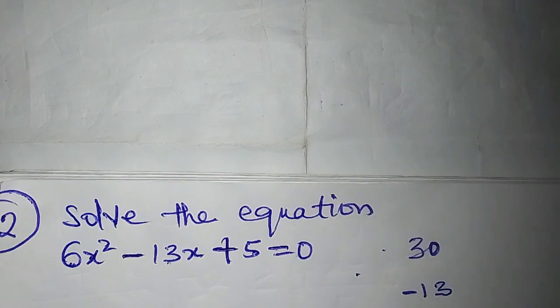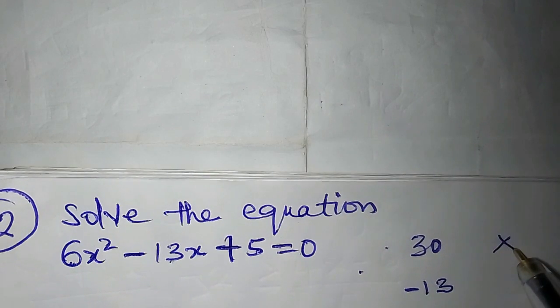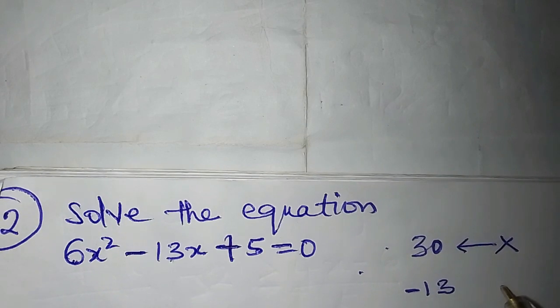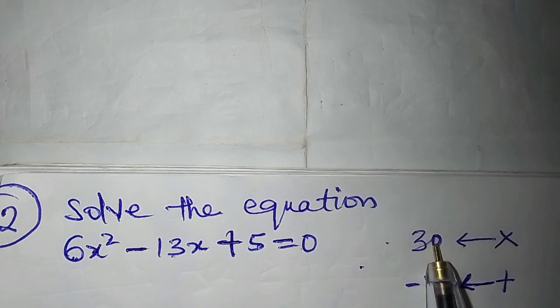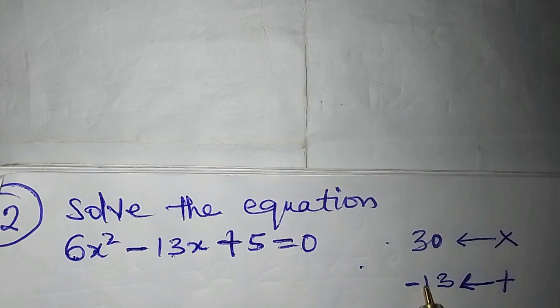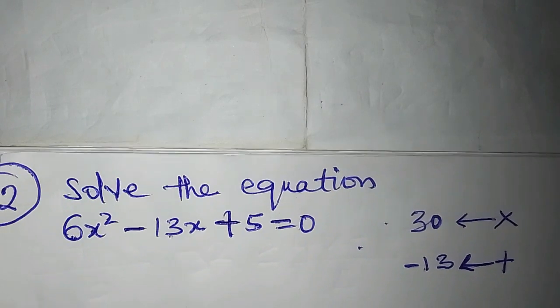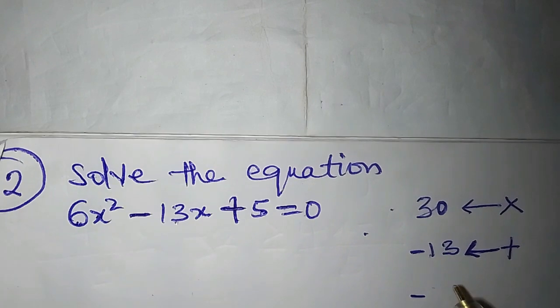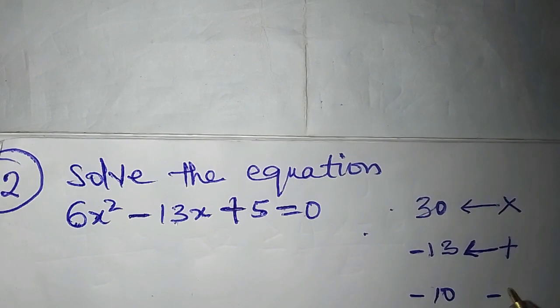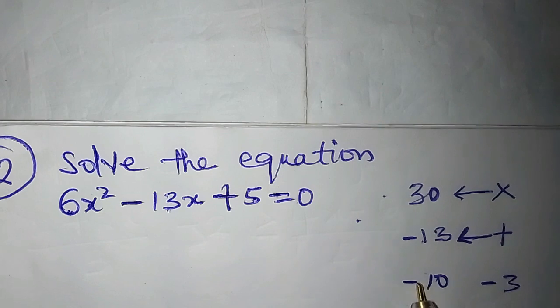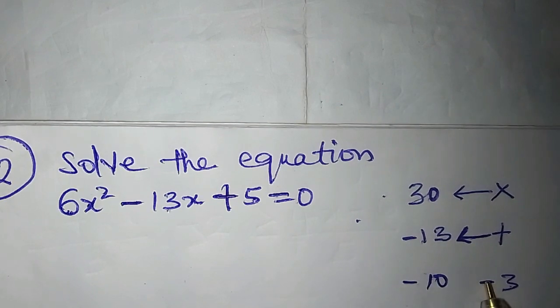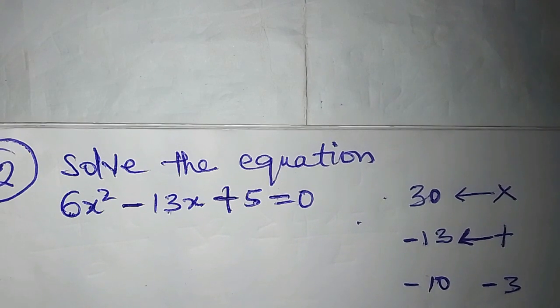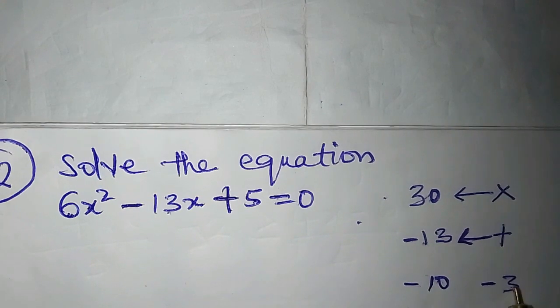So, I need two numbers such that their product is equal to 30 and their sum is equal to minus 13. So, which two numbers will I multiply that will give me 30, and when I add the numbers, it will give me minus 13? The numbers are minus 10 and minus 3, because minus 10 times minus 3 is plus 30, and minus 10 plus minus 3 is minus 13. So we said that they are minus 10 and minus 3.